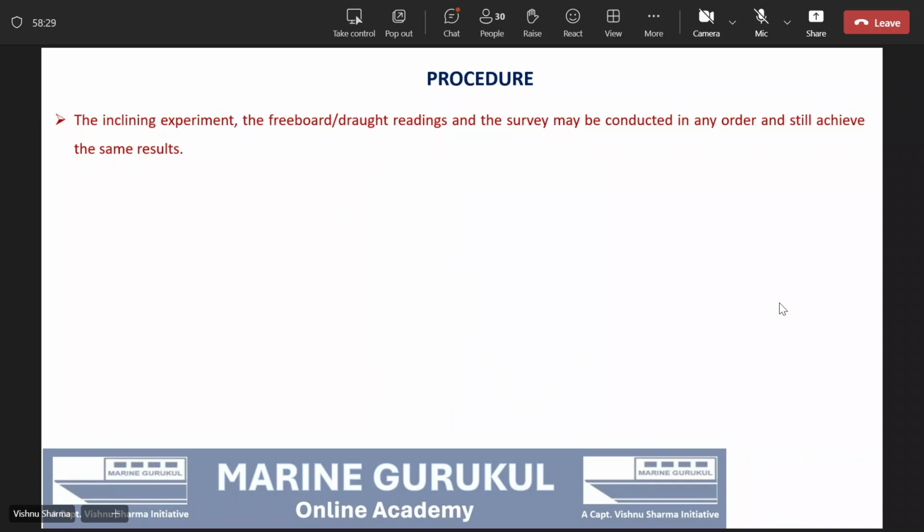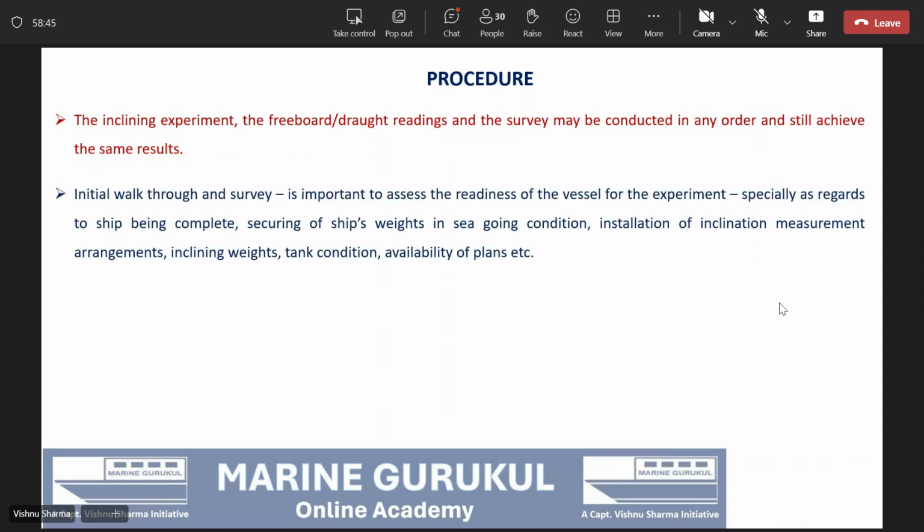You have to carry out the inclination, you have to read the drafts to get the displacement, and you have to carry out the survey of the weights on board. Now they may be carried out in any order, any one of them first and anything second and then anything third. That is what it is trying to say.